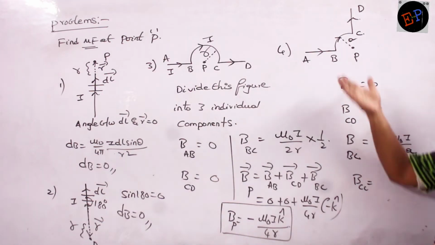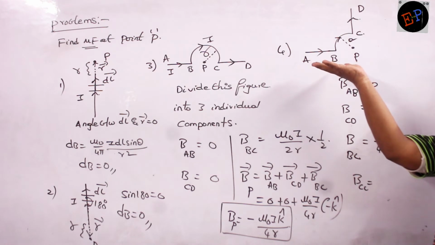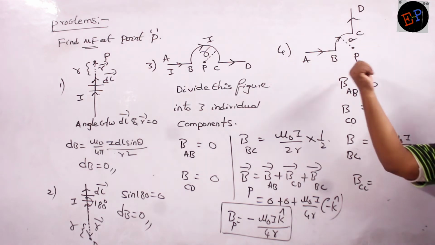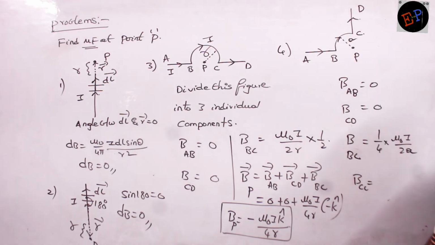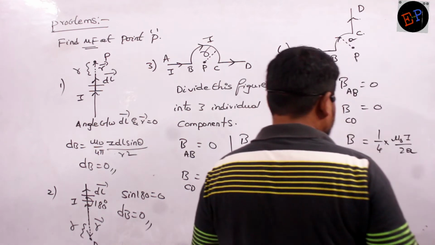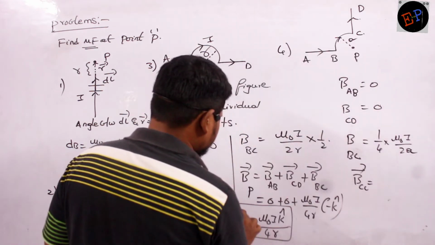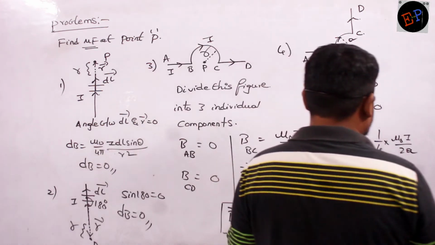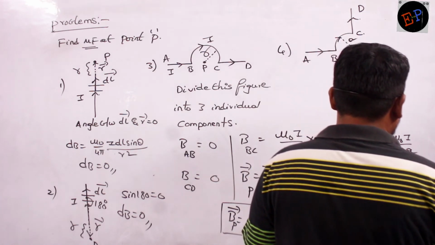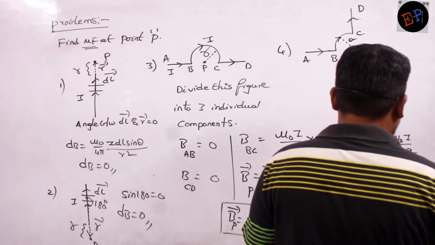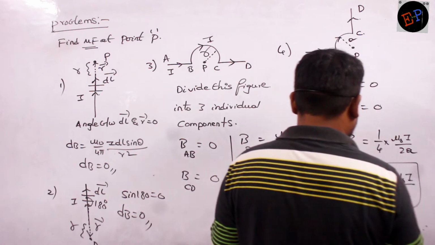So place your right hand palm, rotate in the direction of current. Magnetic field is perpendicular and inside the board. So therefore, BC dash is equal to how much? Minus of mu naught I by 8A. This is my answer. That's it.